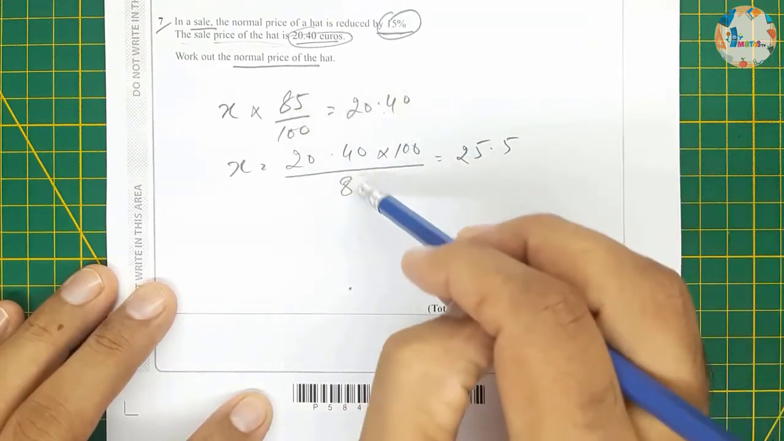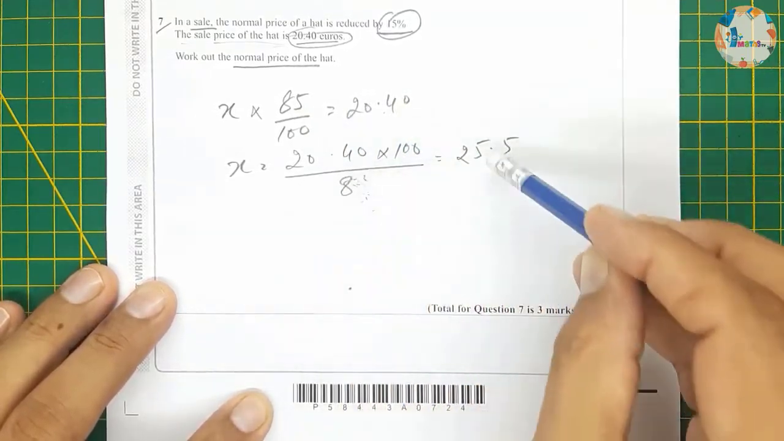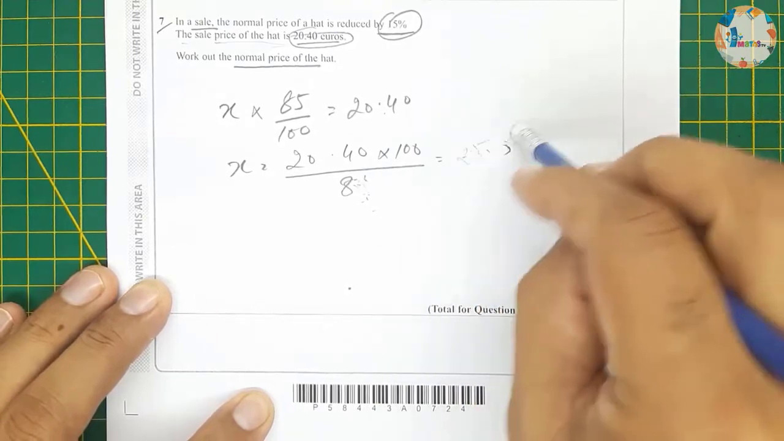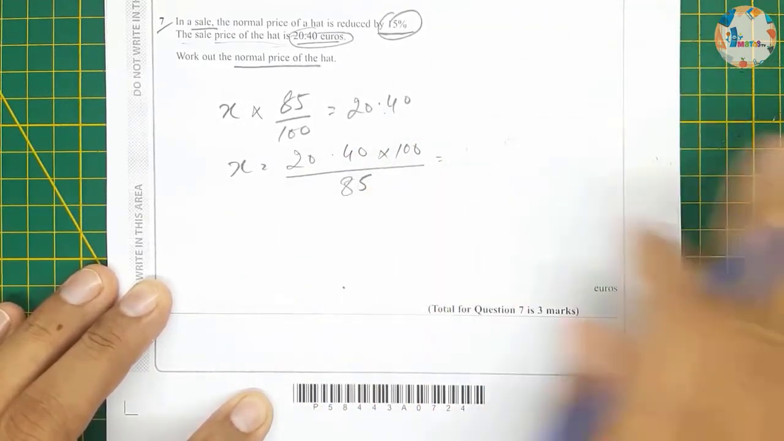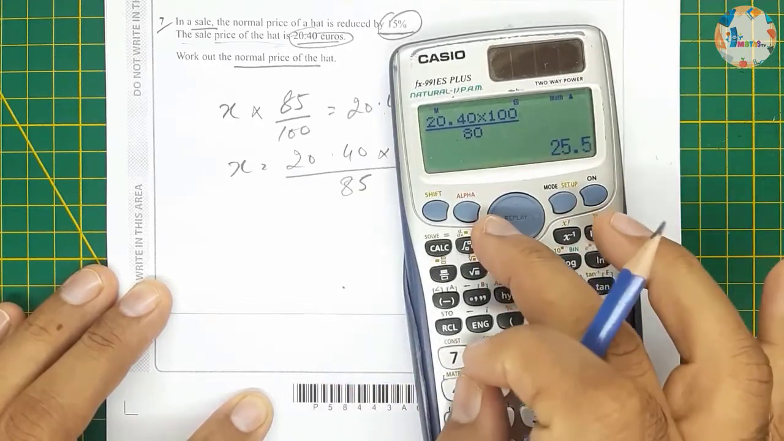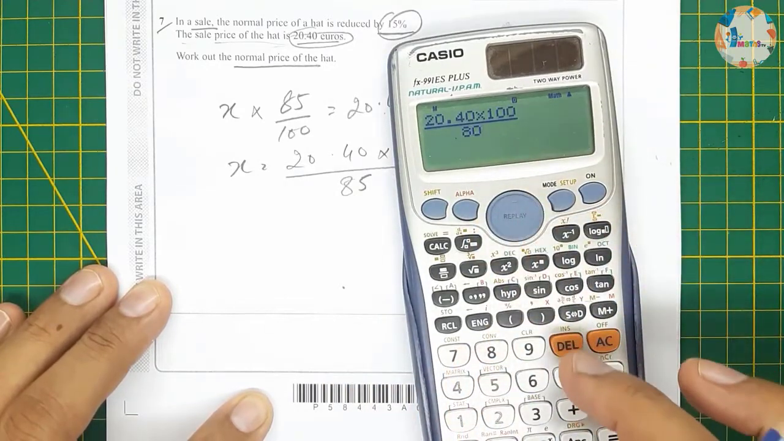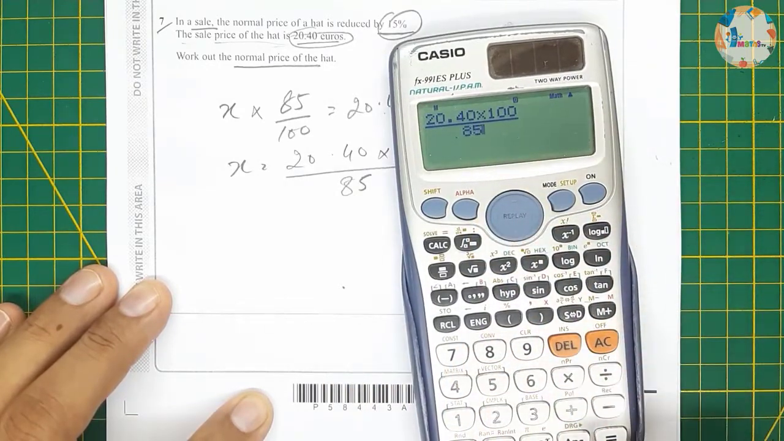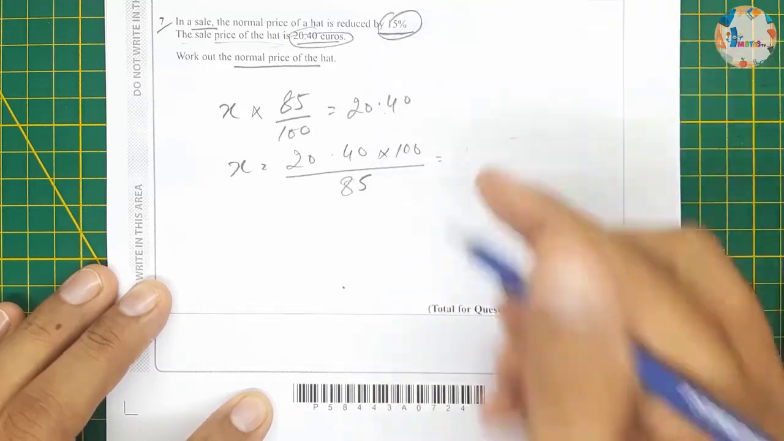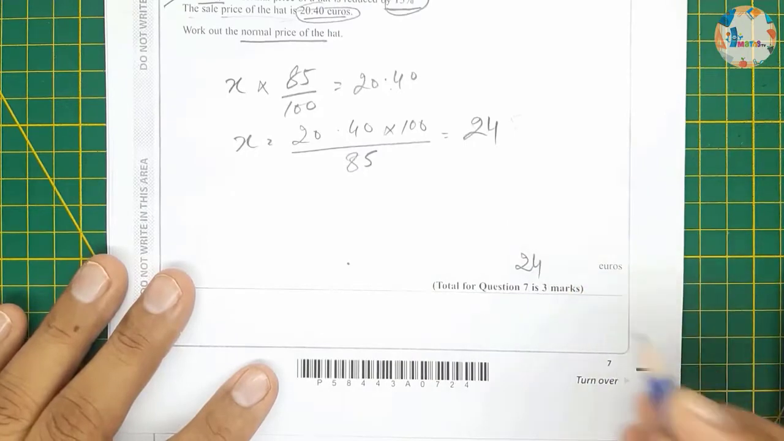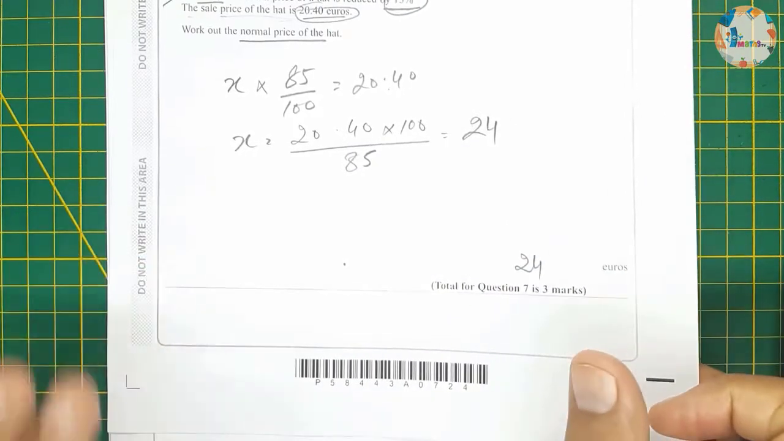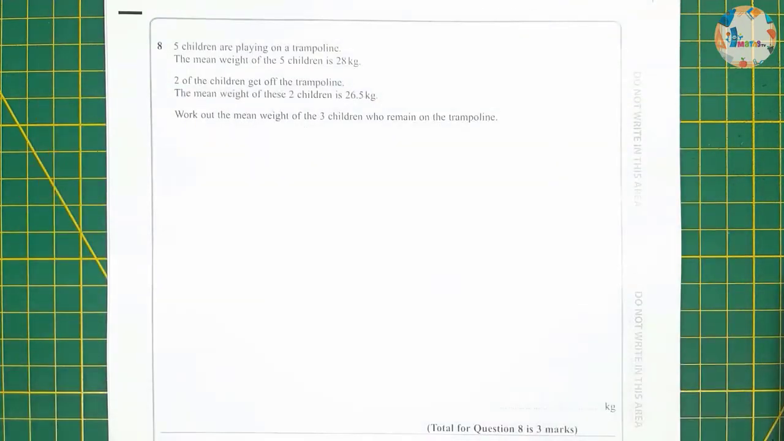This should be 85, not 80. So we will rectify this issue, and this will be 85. Again, if we calculate this one, it gives us 24. So our answer will be 24 euros, and at the proper place we will write 24 euros. Hopefully you got this answer.